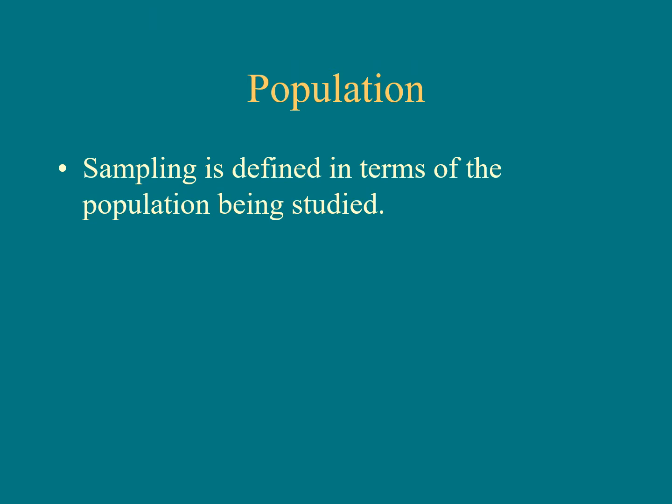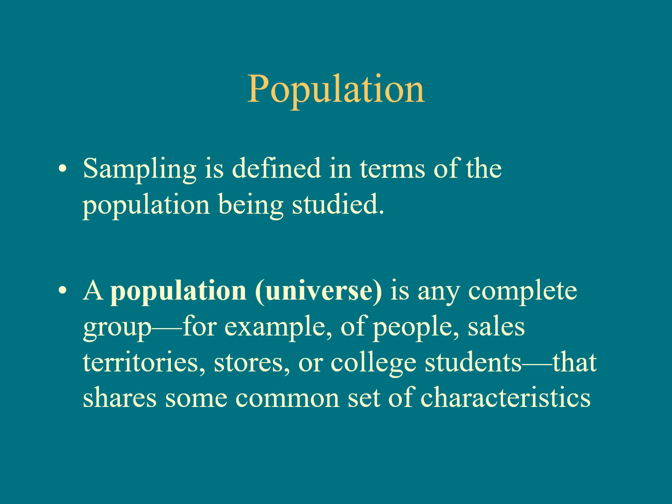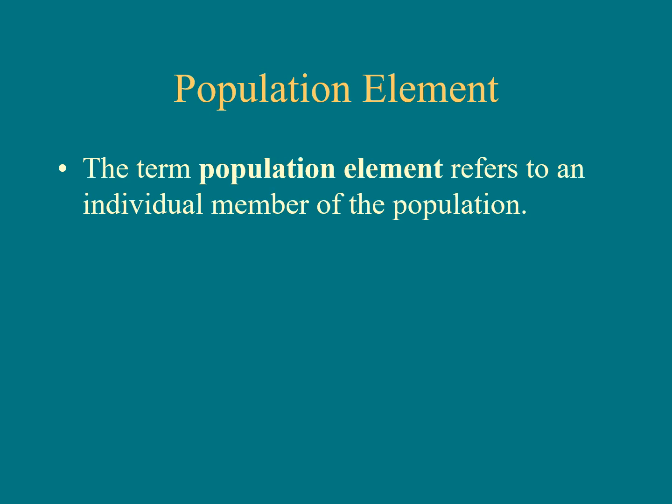Population. Sampling is defined in terms of population being studied. A population or universe is any complete group, for example, of people, sales, territories, stores, or college students that share some common set of characteristics. Population element. The term population element refers to an individual member of the population.